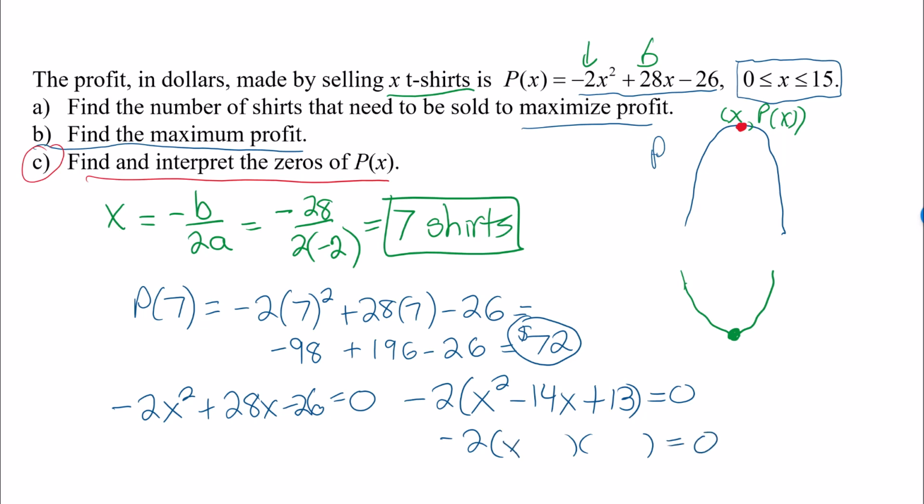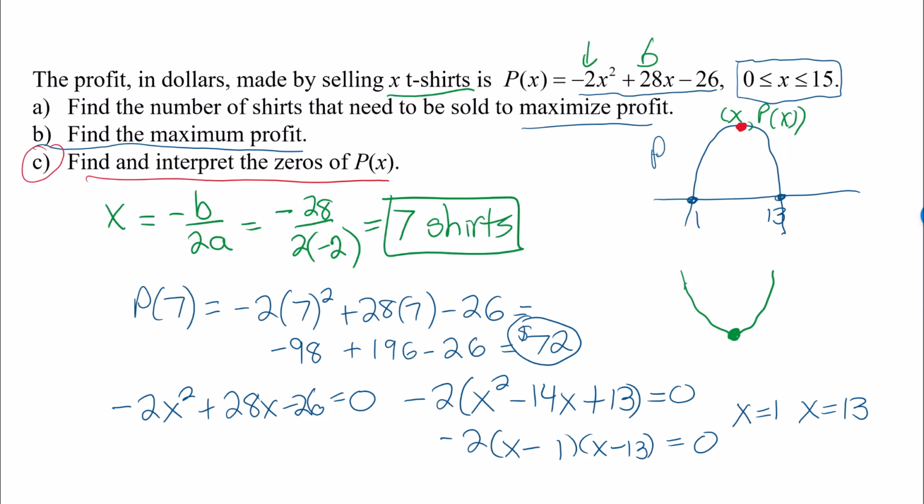That's going to be x and x. To get a positive end but negative middle, they both need to be negative, 1 and 13. So our two zeros of this polynomial are x equals 1 and x equals 13. Now, what does that mean? If we're back here looking on the graph, the zeros would be right here. This would be 1 and this would be 13. And our function is defined between 0 and 15.